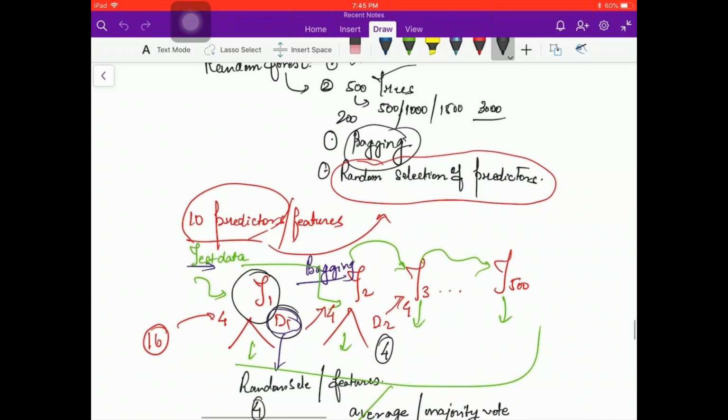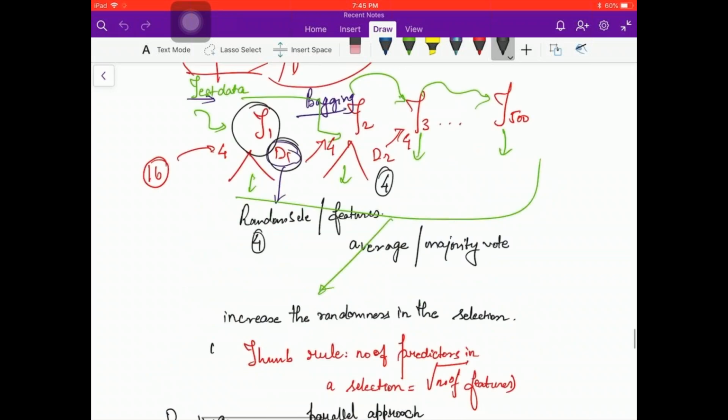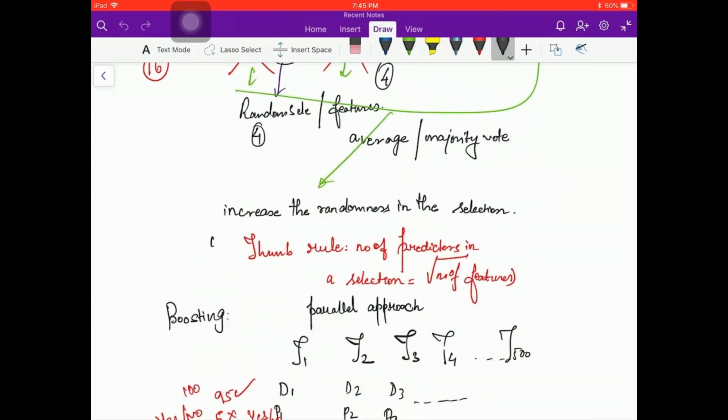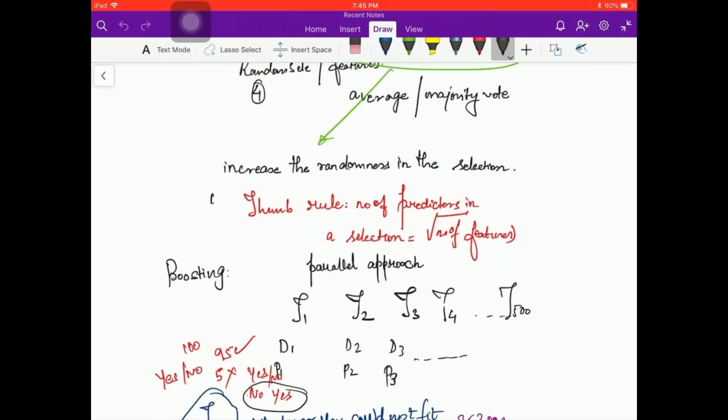So we have already seen this increases the randomness in the selection. That is very important. The thumb rule is that the number of predictors in a single selection is equal to the square root of the number of features. So if you have 16 features, the random forest will take 4 of them with a particular data set. I think till this point it is clear to everyone, I hope.